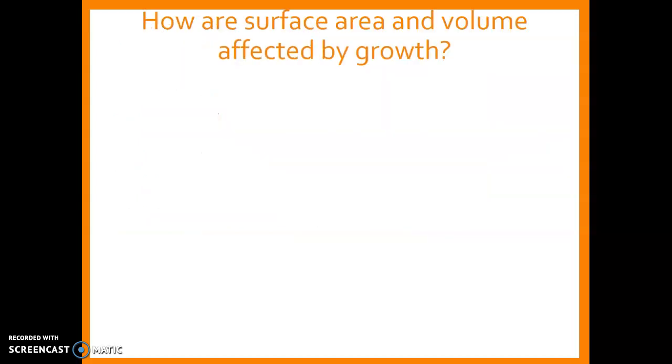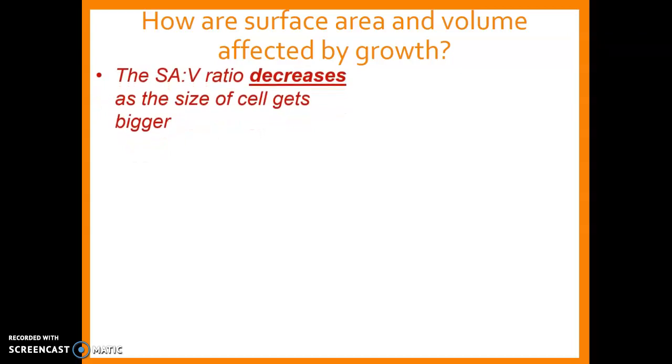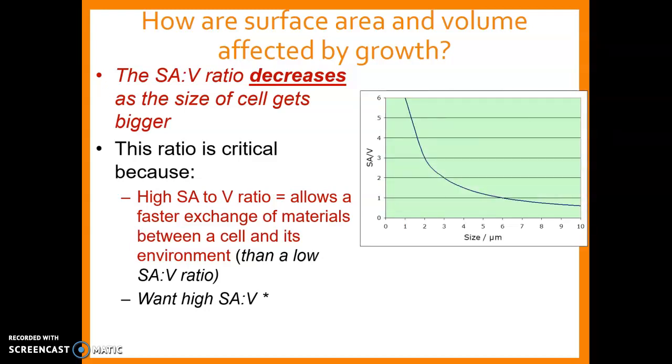So how are surface area and volume affected by growth? The surface area to volume ratio decreases as the size of a cell gets bigger, just like I said before. This ratio is critical because a high surface area to volume ratio allows a faster exchange of materials between a cell and its environment than a low surface area to volume ratio.